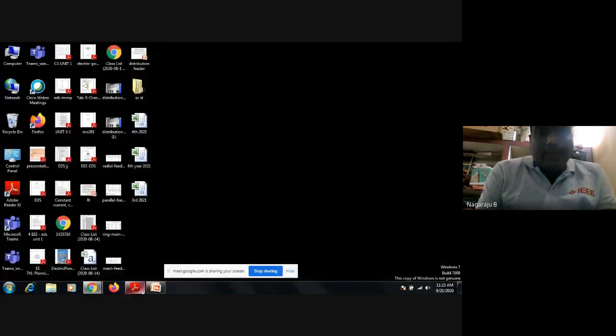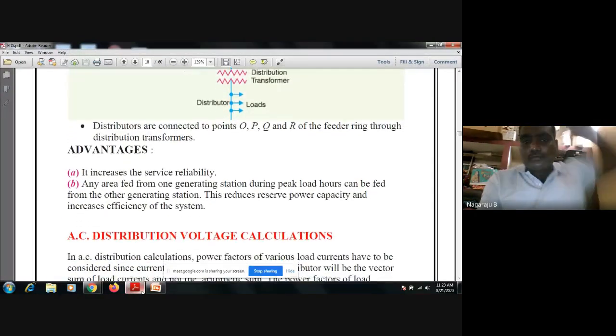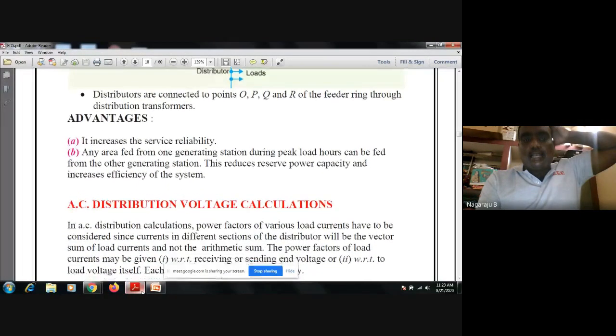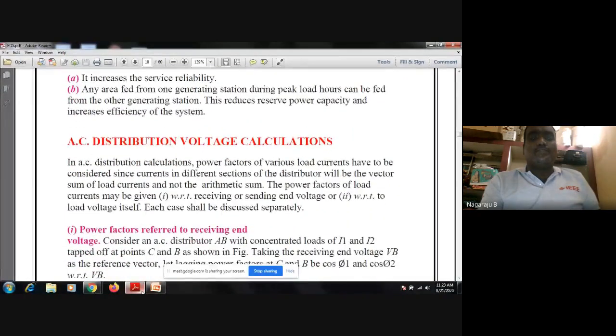Next one is how we will calculate the AC distribution system voltage. Okay, voltage calculation. This is already studied in the PS1 subject.